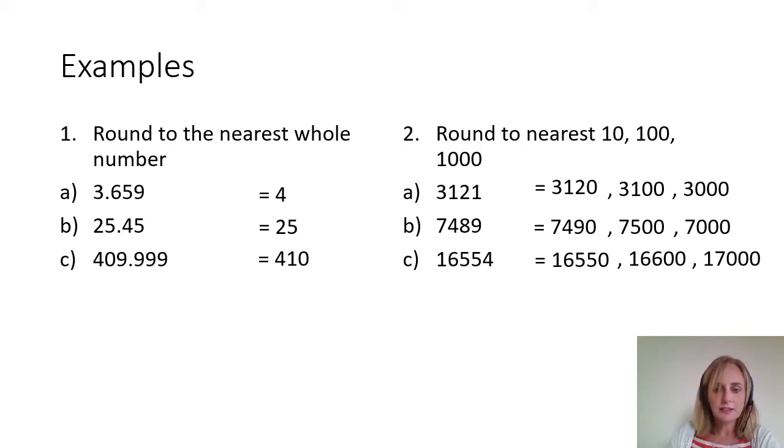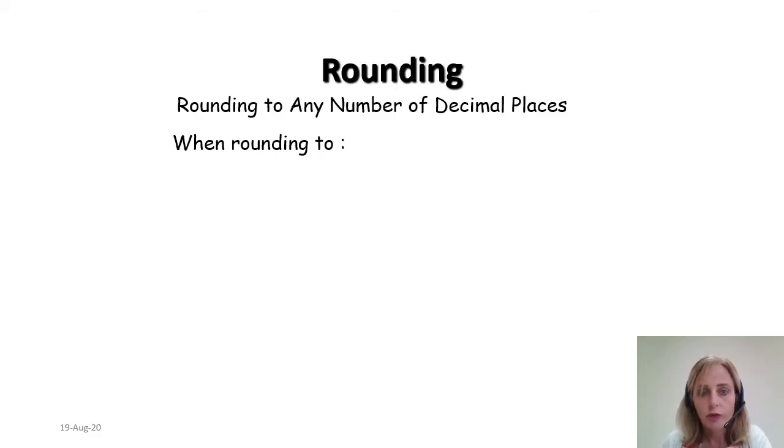And then the nearest thousand, so the 6 is our thousand, it's a 5 there, so it's going to round up. It's closer essentially to 17,000 than it is to 16,000, which again is another way of thinking about it. So rounding to any number of decimal places essentially follows the same rules.